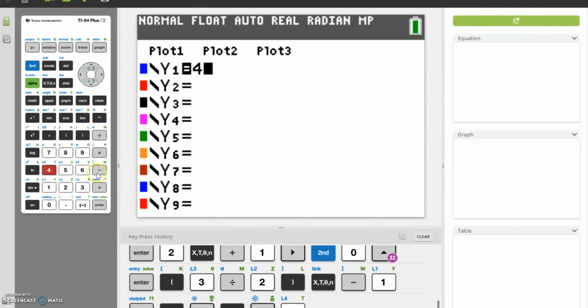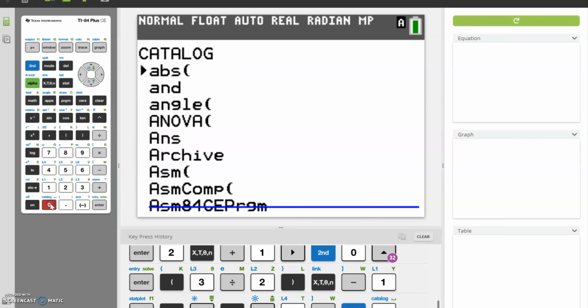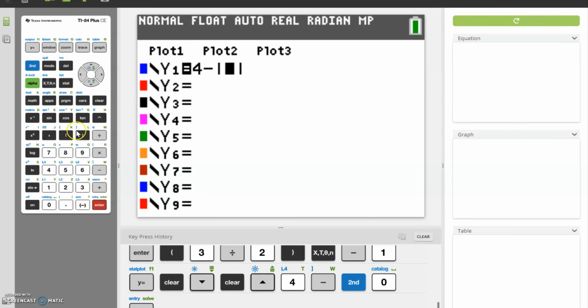So I'm going to do 4 minus, and then I'm going to do second 0 in order to get the absolute value. And I'm going to do 2. Your variable key is next to alpha and your stat key, so it's sandwiched in between them. And then we're going to do plus 1.